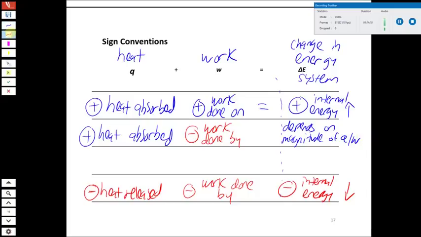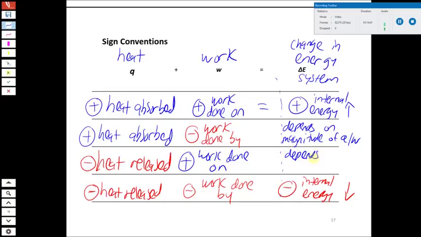And then the last possible combination would be if you have heat released by your system, which is negative Q, but at the same time you're having work done on the system, so you have a positive W. Again, delta E could be positive or negative depending on the relative magnitudes of Q and W. So these are the sign conventions for heat and work.